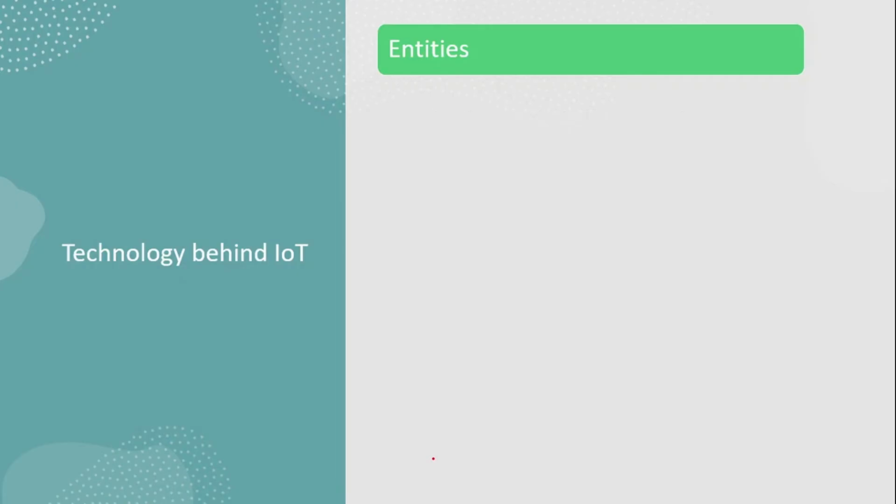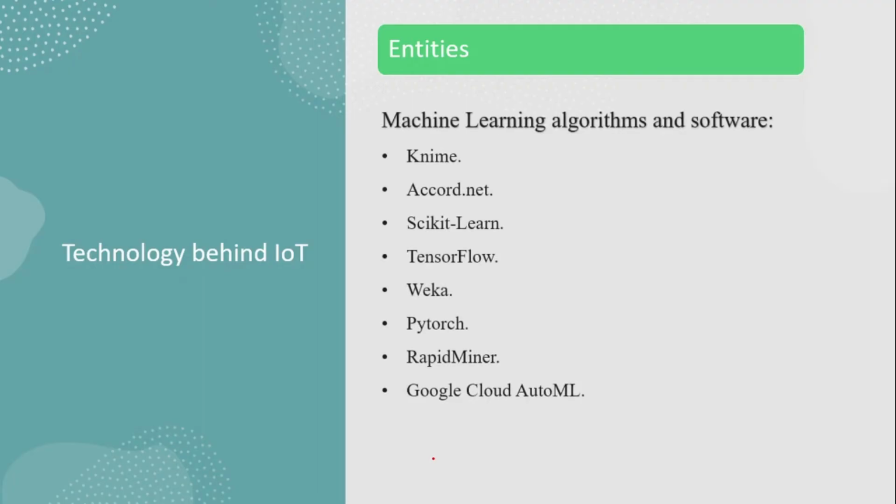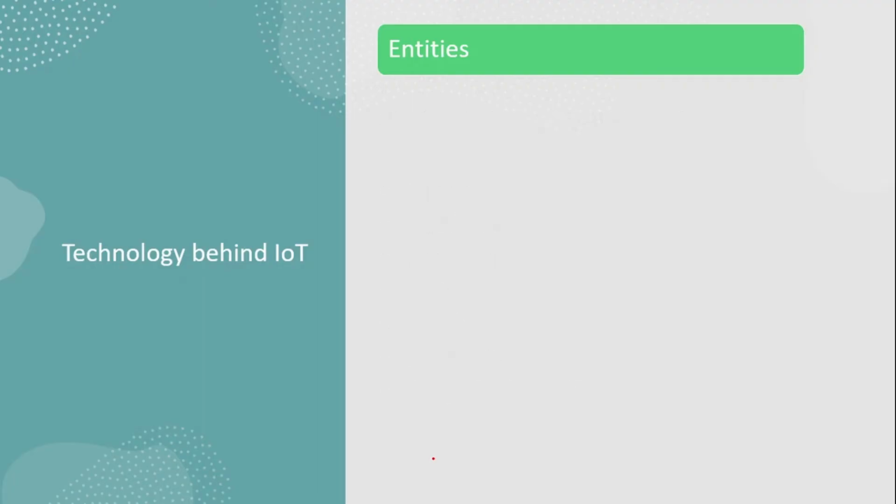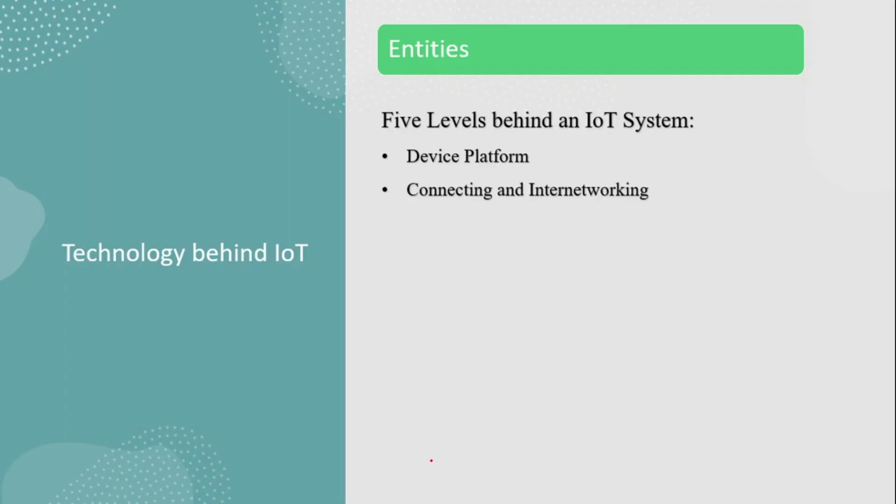Now coming to the second topic, the 5 levels behind an IoT system. While developing an IoT system, what are the different 5 levels? Let's check this. Device platform. First level is device, hardware. Second one is communication and internetworking, connecting. So by using communication, we are connecting the devices and internetworking.